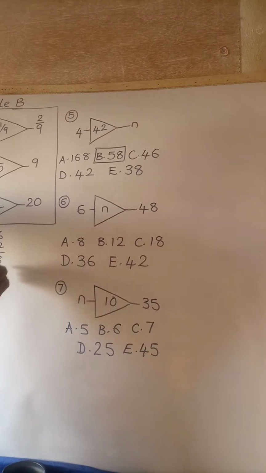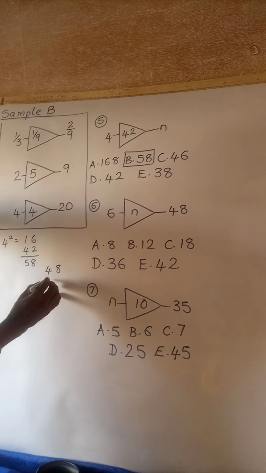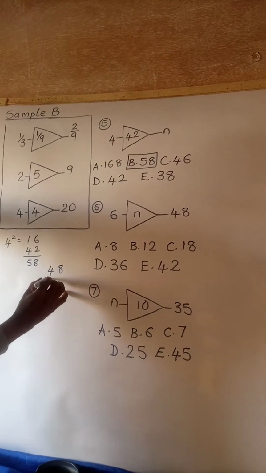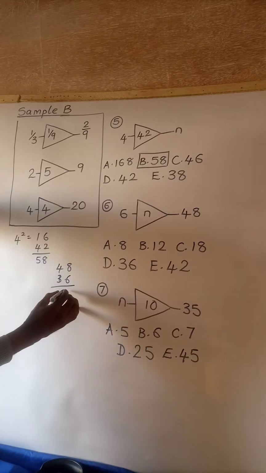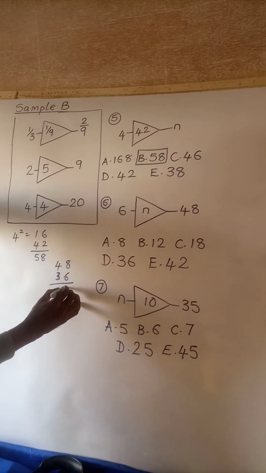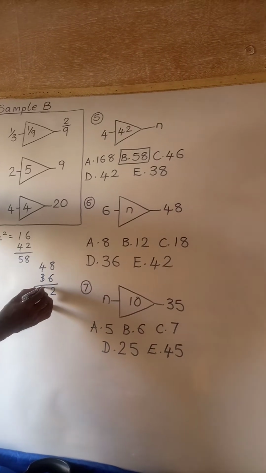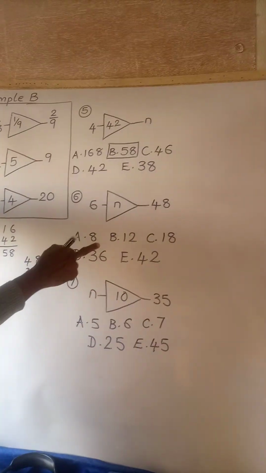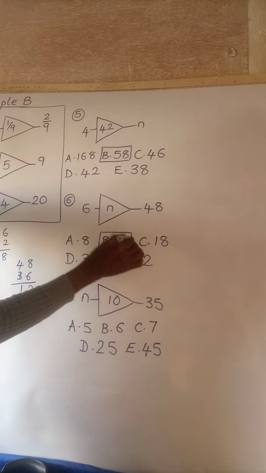We now move to question number 6. What we have is 48 minus 6 times 6, which is 36. When we subtract it, this minus this will give us 2. This minus this will give us 1. So the answer to question number 6 is 12.